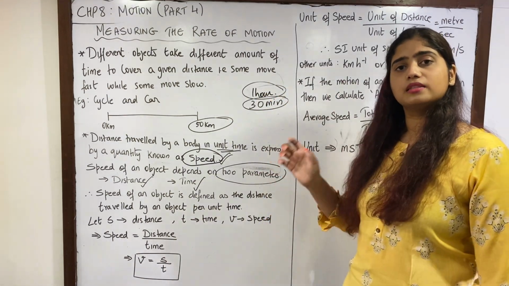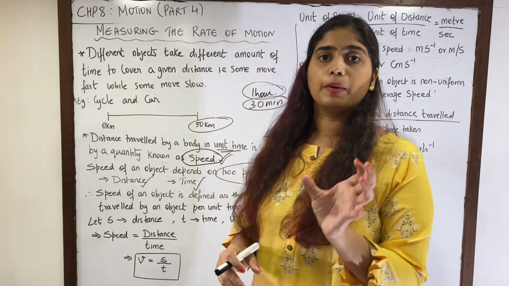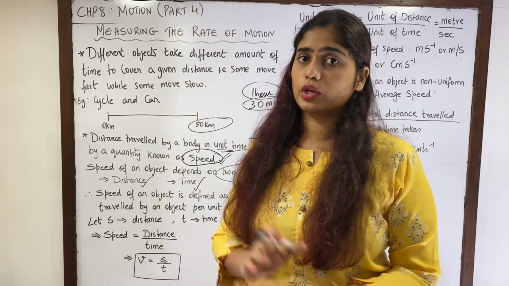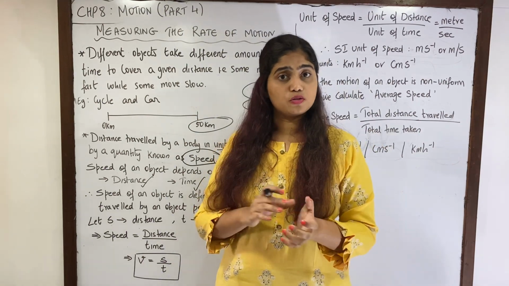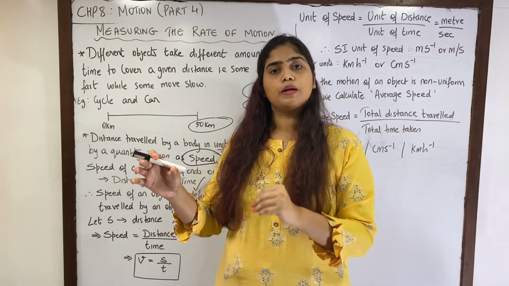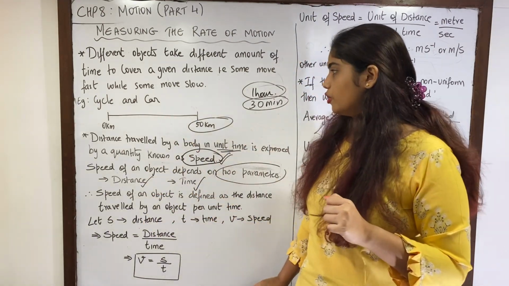Okay. So speed is the quantity that helps us to determine the rate of that particular object which is in motion. And it requires two parameters for that, that is the distance that it has to travel and how much time that object has taken to cover that distance. Okay, I hope this is clear to you all.